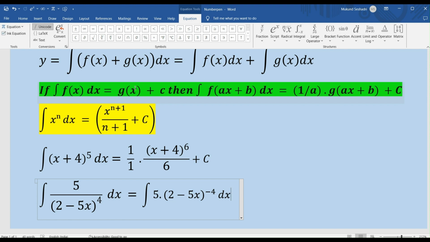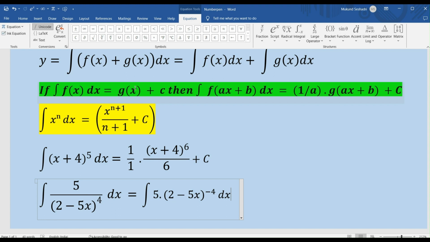So I have a function of the type f of ax plus b, which is my 2 minus 5x, or I can call it minus 5x plus 2, where my a is minus 5 and my b is 2. I repeat, 2 minus 5x is nothing but minus 5x plus 2. And if I equate it to ax plus b, then my a is minus 5 and b is 2. So that becomes equal to 1 by a times g of ax plus b plus c as the integral of that particular function. So I need to figure out what is my g of x.